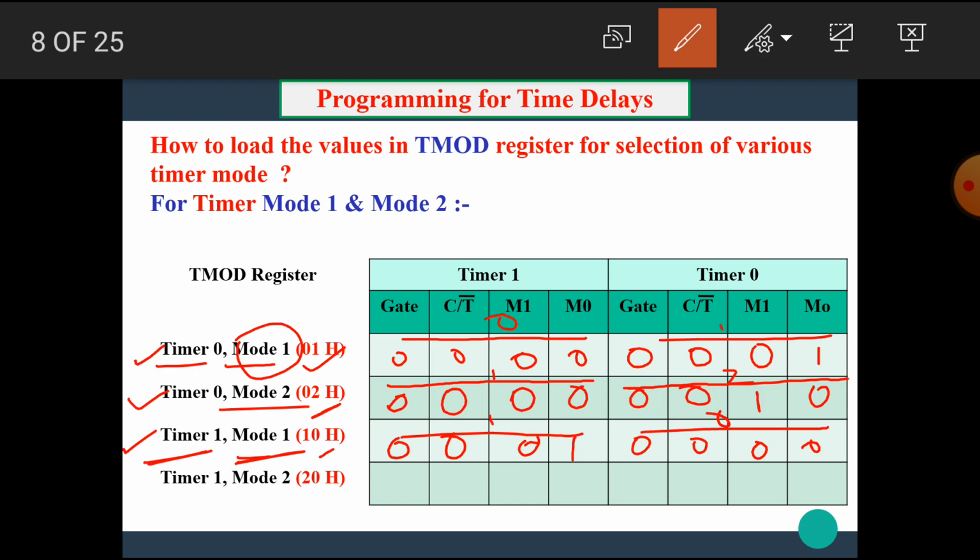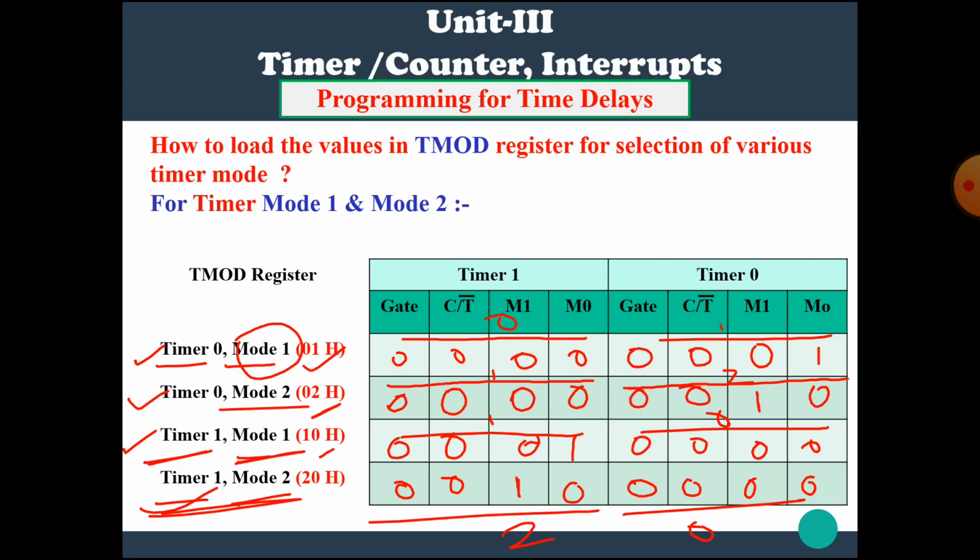Now if we want to select timer 1 in mode 2, again we want to select timer 1, hence all the bits of timer 0 are 0. Mode 2 we can select by M1 equal to 1, M0 equal to 0, and the other bits are 0. Hence by giving the combination 20H we can select timer 1 in mode 2. I hope now you all understand how to select a proper timer and its mode.